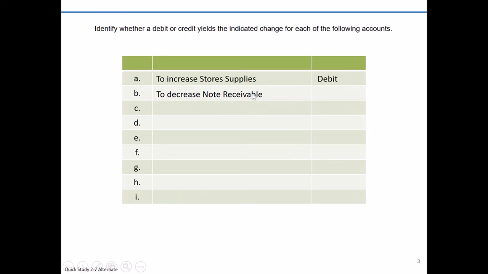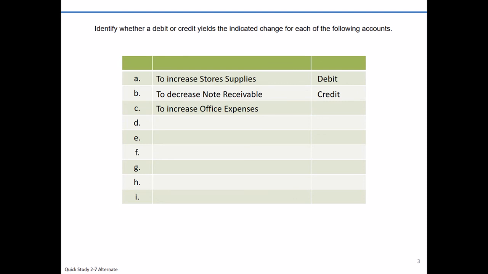This is notes receivable, so it's an asset. We normally increase assets on the left-hand side with a debit, so therefore we would decrease them on the right-hand side with a credit. Our next account is going to be office expenses.